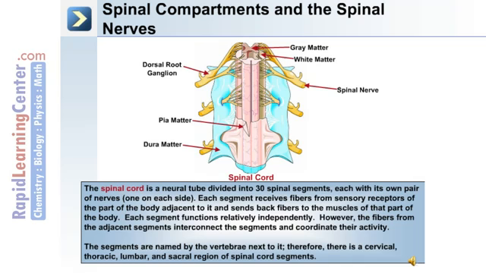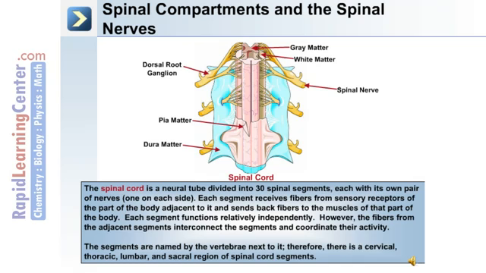The spinal cord is a neural tube divided into 30 spinal segments, each with its own pair of nerves, one on each side. Each segment receives fibers from sensory receptors of the part of the body adjacent to it and sends back fibers to the muscles for motor function. Each segment functions relatively independently. However, the fibers from the adjacent segments interconnect the segments and coordinate their activity.